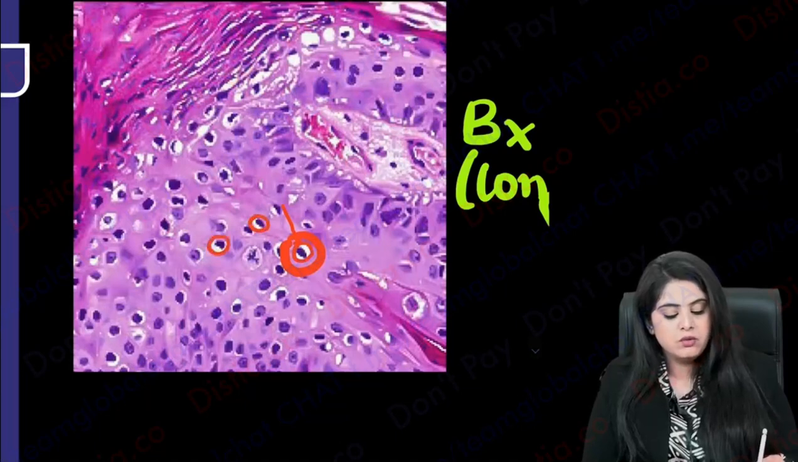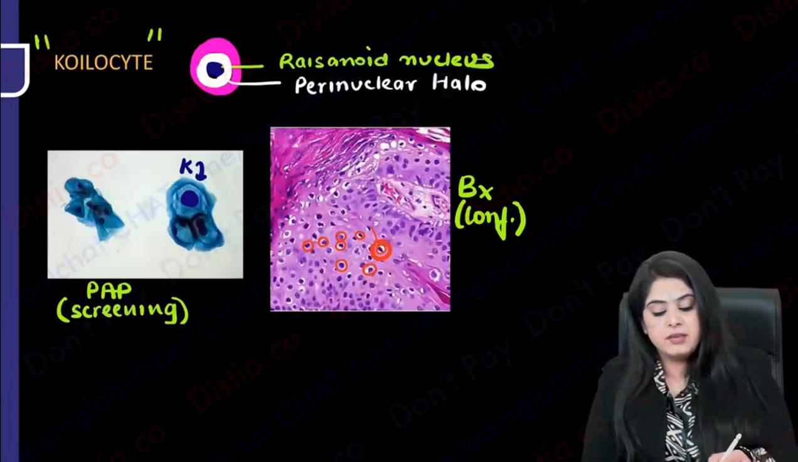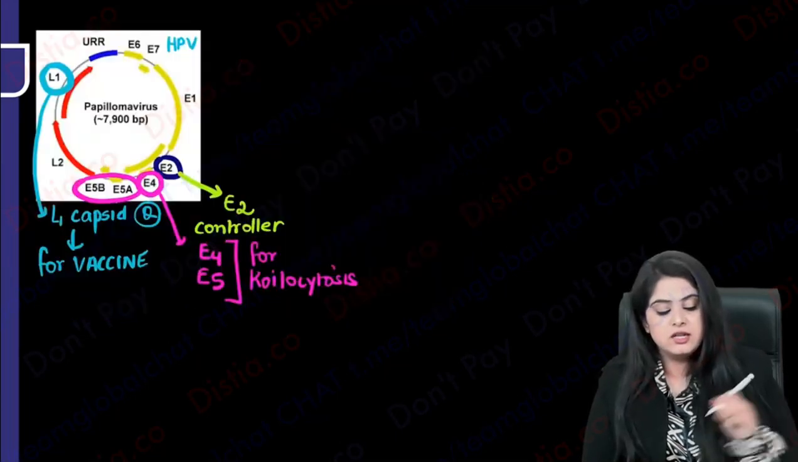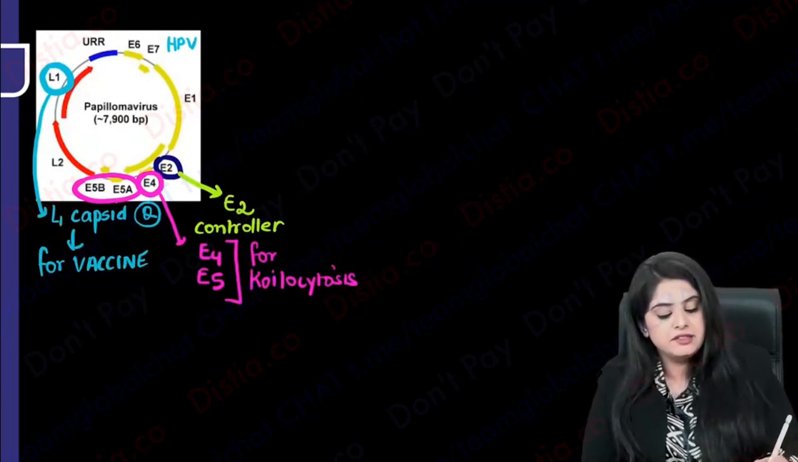You will see this all over. Dark nucleus with white area. This is basically a raisinoid nucleus and perinuclear halo, known as a koilocyte. Who made it? E4 and E5 made it. Now, what are we left with? We are left with E6 and E7.